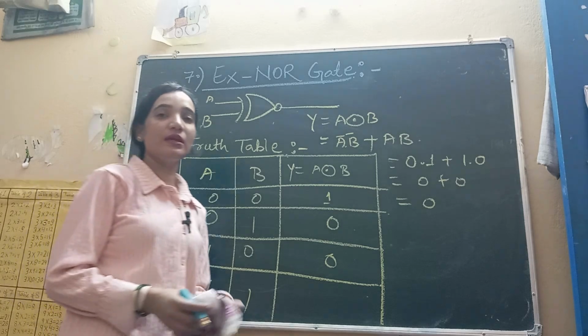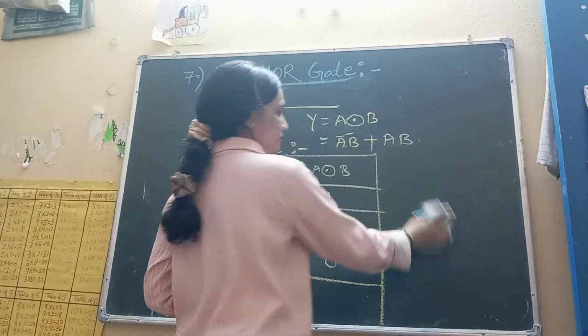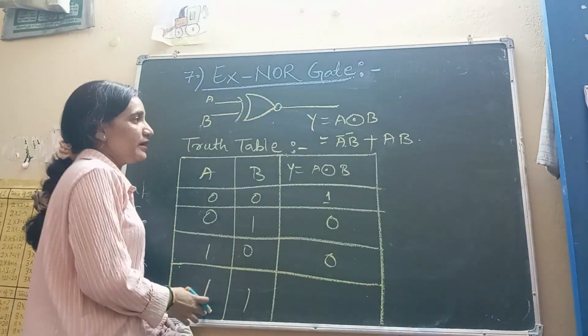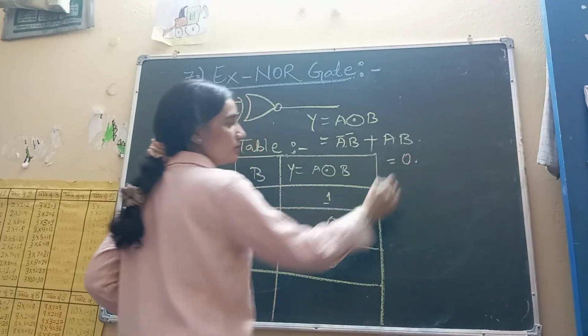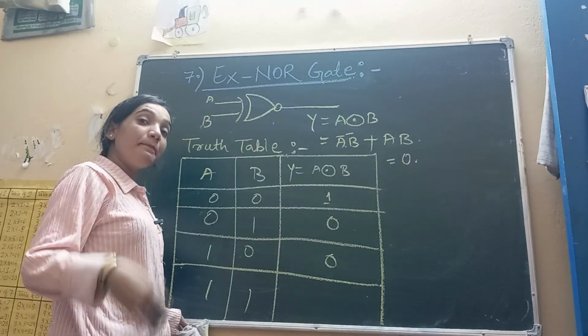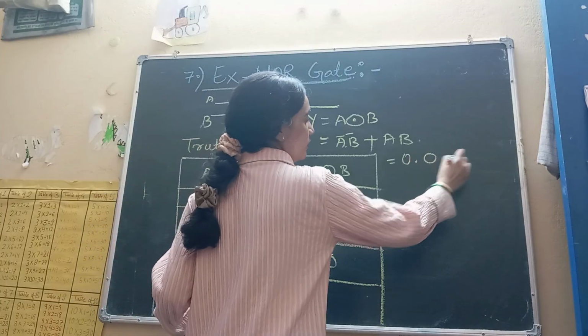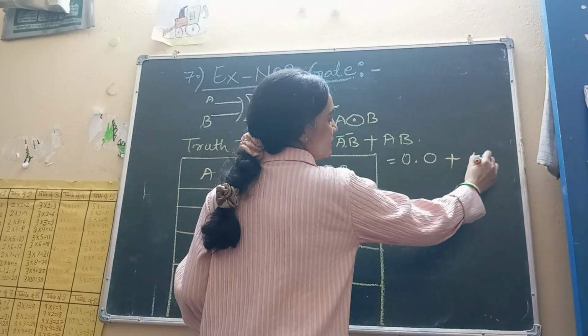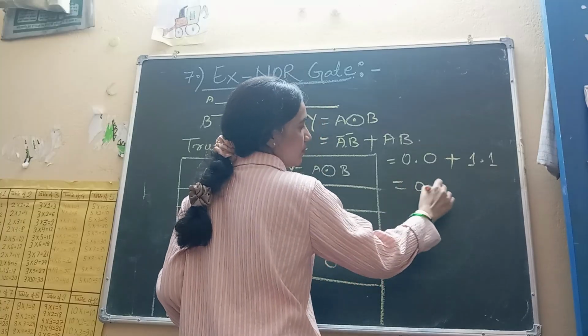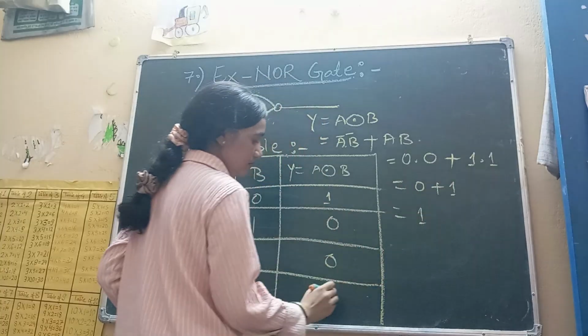Now let us check the last one. A is 1, A bar is 0. B is 1, B bar is 0. Now without inverting, A is 1, B is 1. 0 plus 1, so we are getting 1.